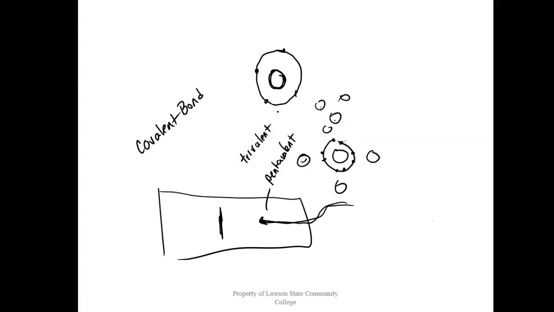Now what this does is that if it bonds with a trivalent, instead of having 8 out here, if it bonds with a pentavalent, then it's going to end up with 9 electrons in the valence shell. Now this doesn't cause the atom to have a charge because the protons and the electrons still balance out.